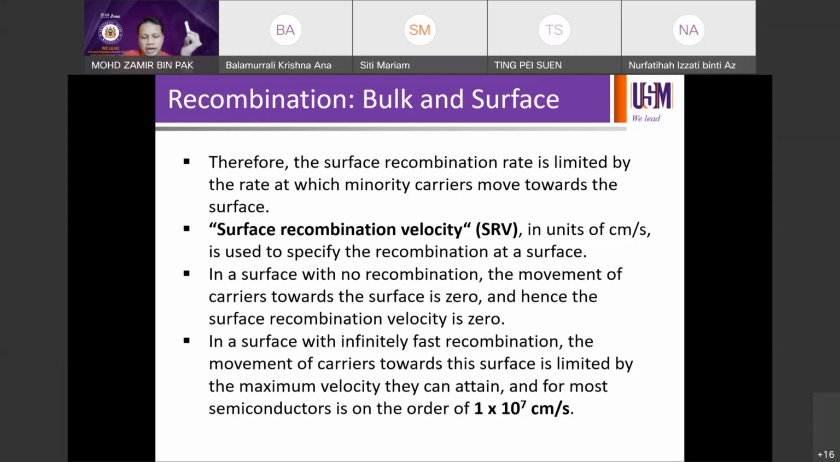In a surface with infinitely fast recombination, high SRV, the movement of carriers toward the surface is limited by the maximum velocity they can attain. Typically for a typical semiconductor, it is in the region of 10 to the 7 centimeter per second.